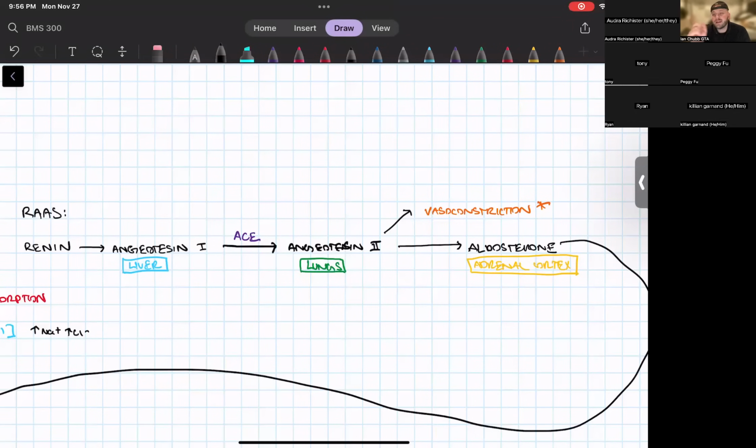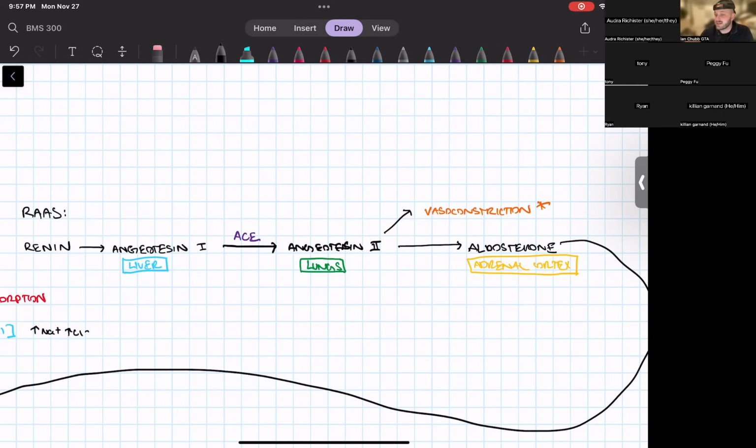From there, renin is going to act in the liver. It's going to be converted into angiotensin 1 in the liver. In the lungs, it becomes angiotensin 2 using an enzyme called ACE, which is angiotensin converting enzyme. So we convert it from 1 to 2. And then that last step is it's going to cause vasoconstriction. So angiotensin 2 specifically causes vasoconstriction. So we're going to constrict our blood vessels to increase blood pressure.